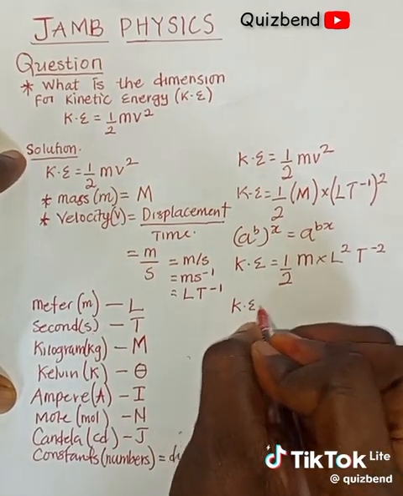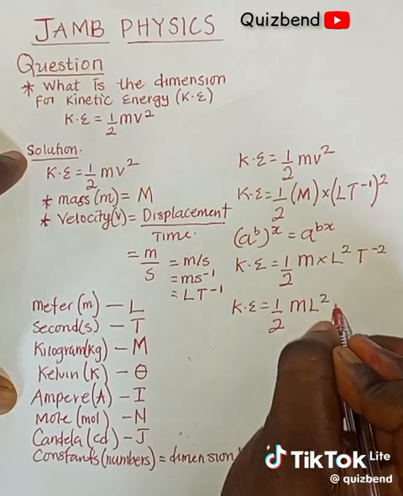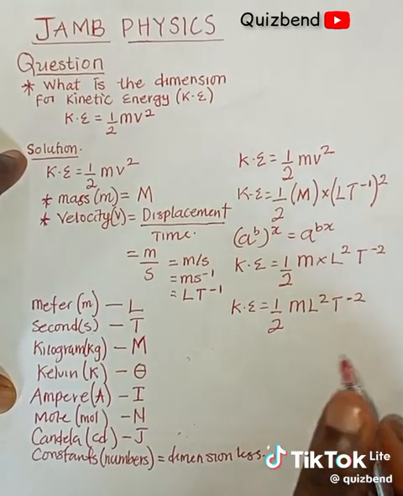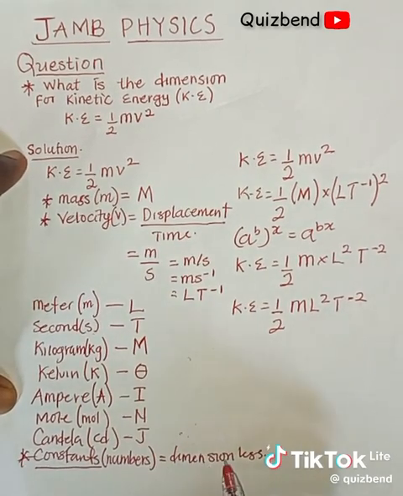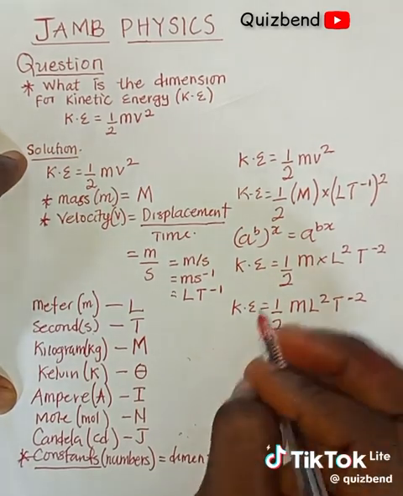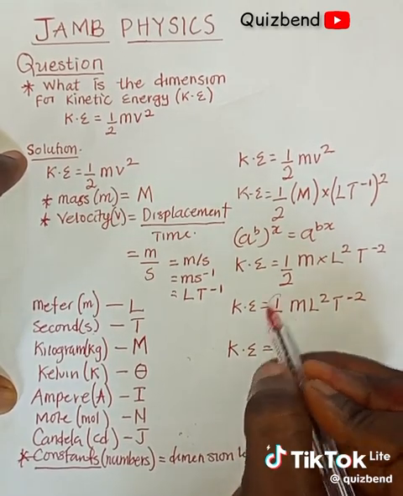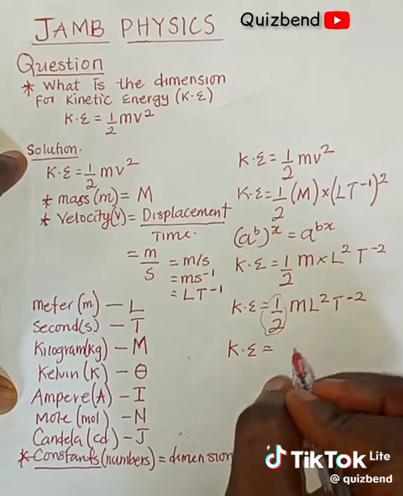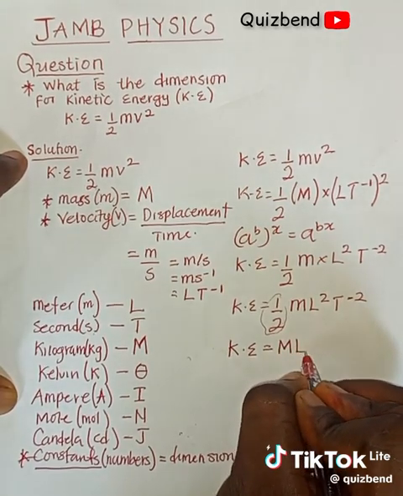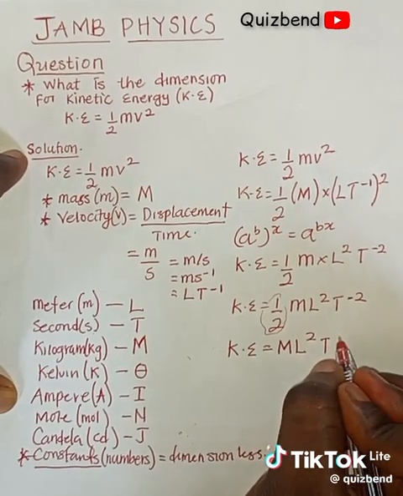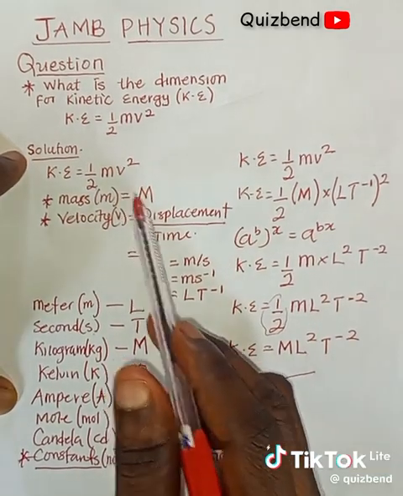So from here we can multiply through, then we have kinetic energy is equal to 1 over 2 ML squared T raised to the power of -2. Now remember what I said: for numbers or constants, they are dimensionless values. So the final answer to this question, ignoring the constant 1 over 2, is that the dimension for kinetic energy is equal to M, length squared, and time raised to the power of -2. So this is the correct dimension for kinetic energy in physics.